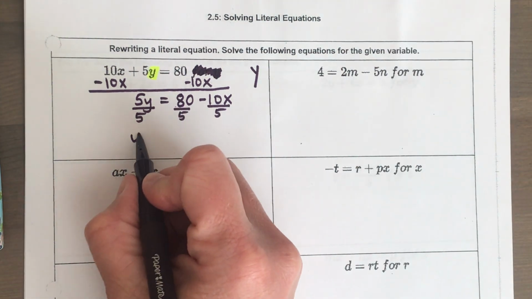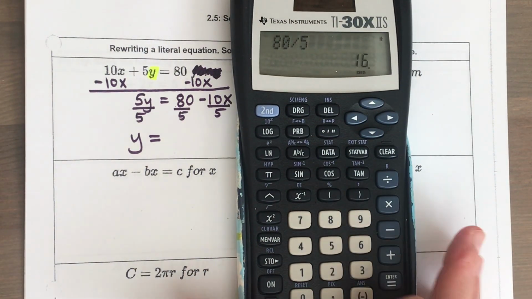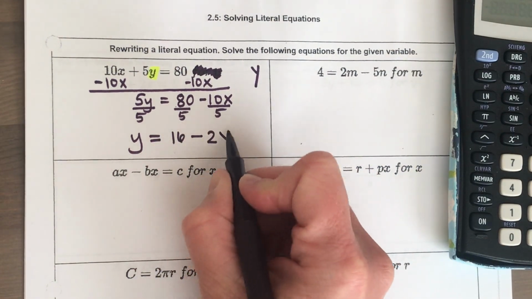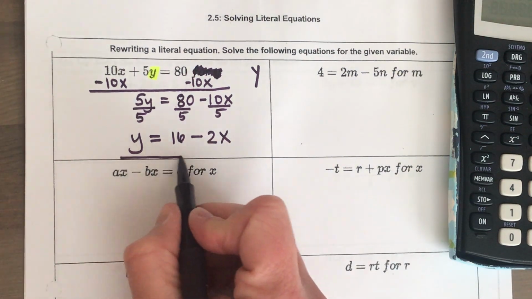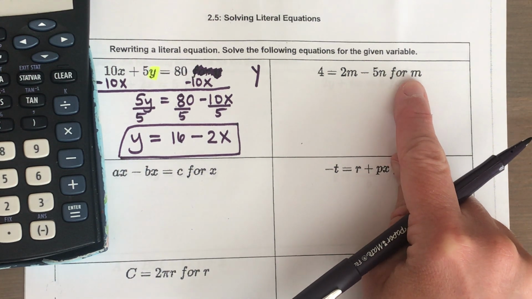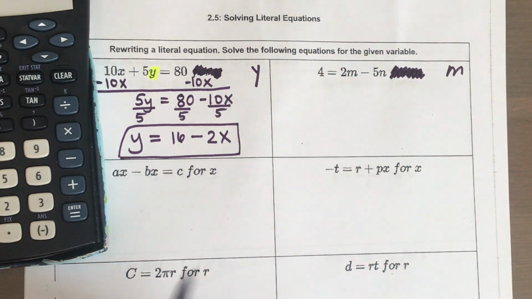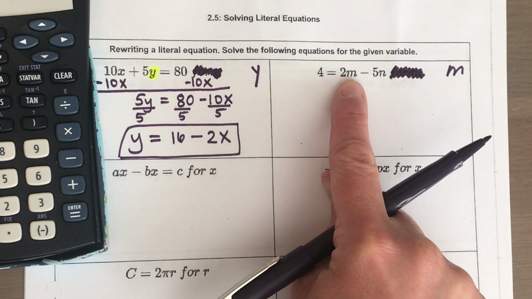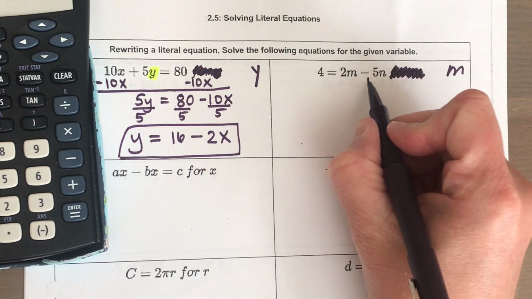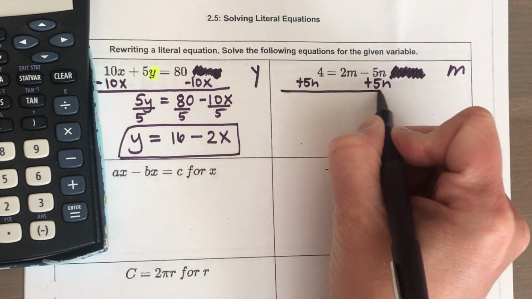Now if I do that, I will have y equals, okay, now 80 divided by 5 is the number 16, and 10 divided by 5 will make that a minus 2x. So that's our first example. In the next example, I'm going to solve for the letter m. So just not to confuse you, this is not part of the equation. So if I solve for the letter m, I need to get this other term with the letter n on the other side of the equation. So I'm going to add the 5n to the other side.